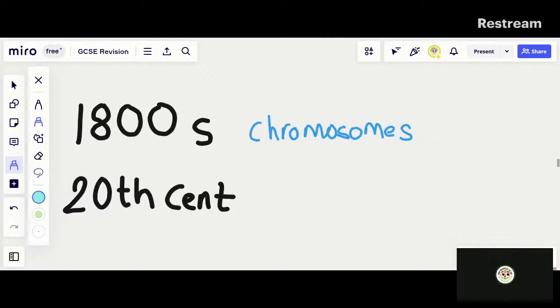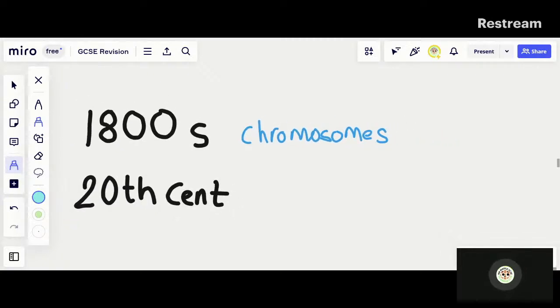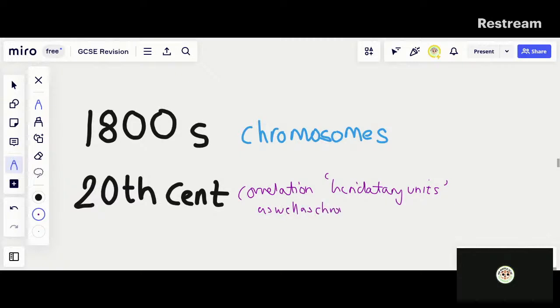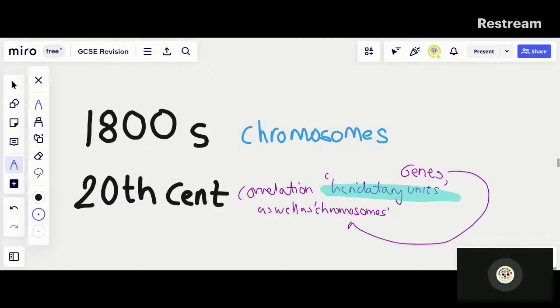So, in the 18th century, we found chromosomes. In the 20th century, scientists realized that there was a correlation between the hereditary units that Mendel had discovered and the chromosomes discovered in the 18th century. Because there were similarities, they proposed that the hereditary units Mendel discovered were in fact what they called genes. And these genes were found on the chromosome.